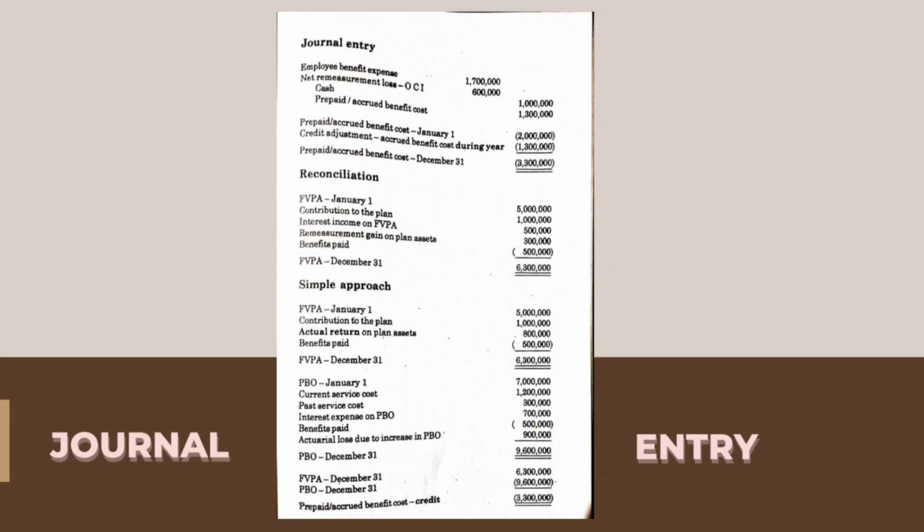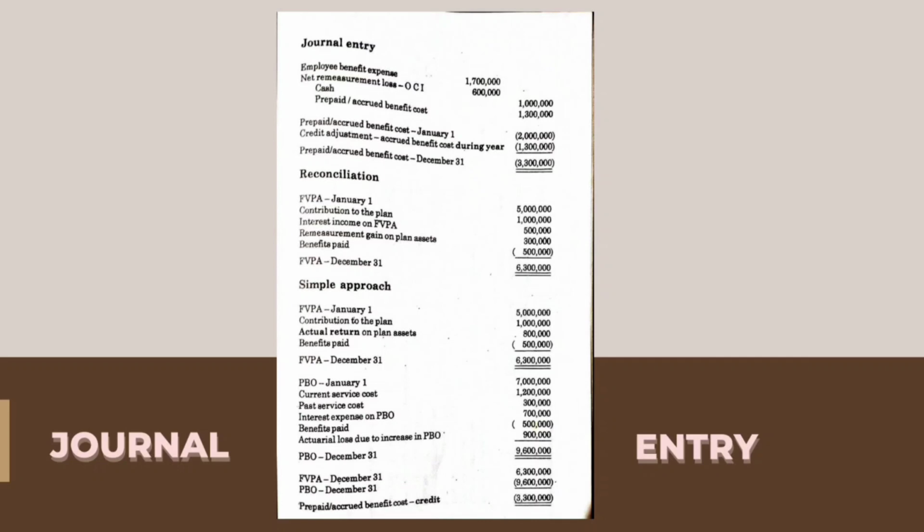6,300,000. So PBO on January 1 is 7 million. Current service cost, which is 1,200,000. Past service cost is 300,000. The interest expense on PBO, which is 700,000, and benefit paid again, which we'll be subtracting, 500,000. So the actuarial loss due to increase in PBO is 900,000, and PBO on December 31st we will get 9,600,000.